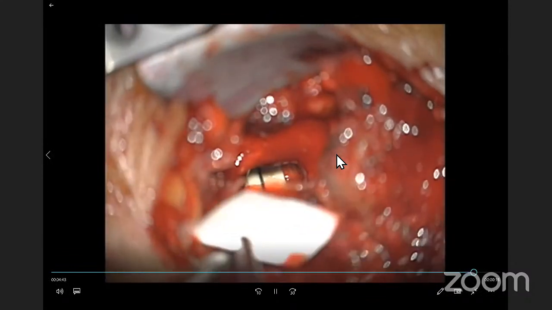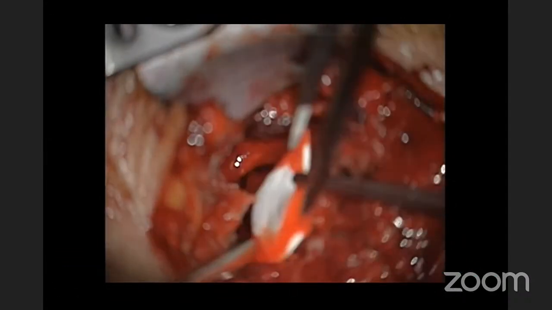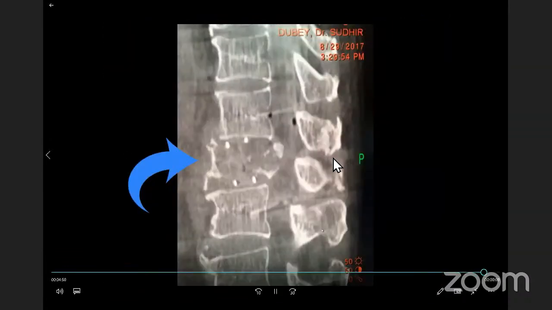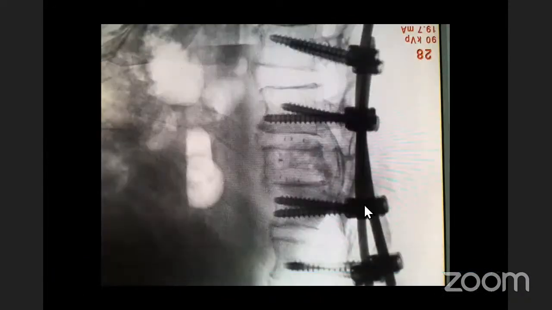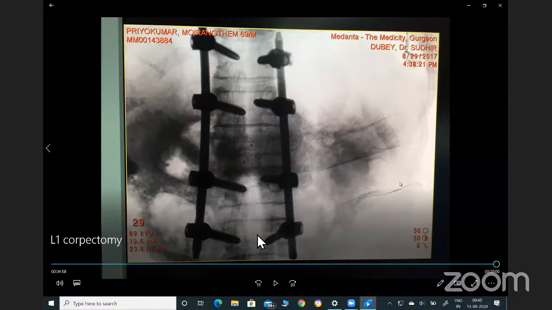Again, because while putting the cage inside, the dura foam slipped. So I just put another dura foam at this place. And this is how it is in the post-operative time, that it looks like. This is the cage area. On the sides, you will see that we did a percutaneous fixation with this.